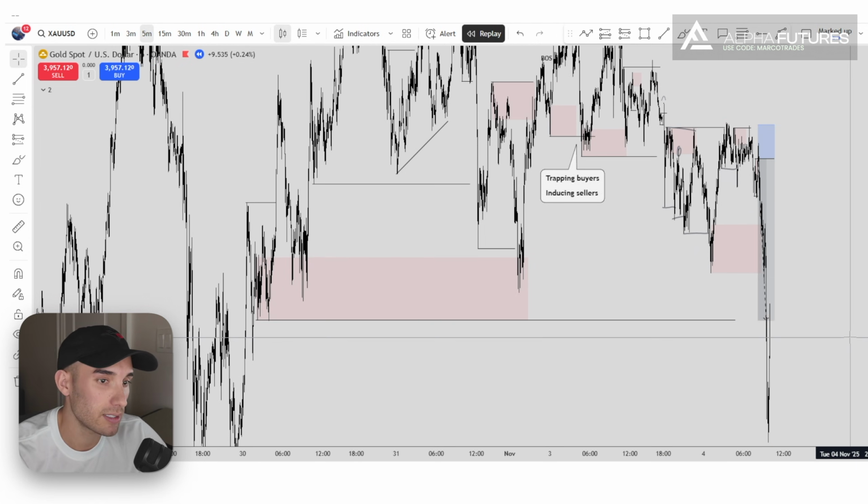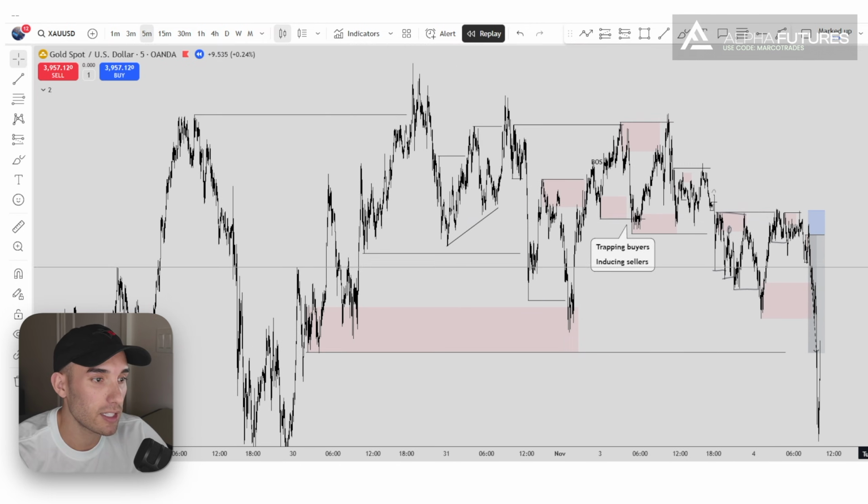Just like that. All right, now look at this whole markup we have now. From what it looked like before to what it looks like now. Simply following the narrative all the way along.